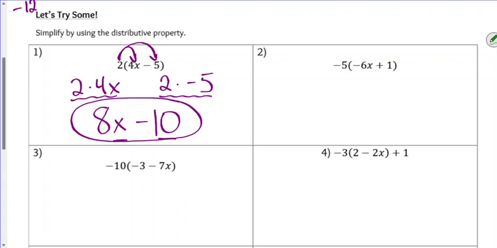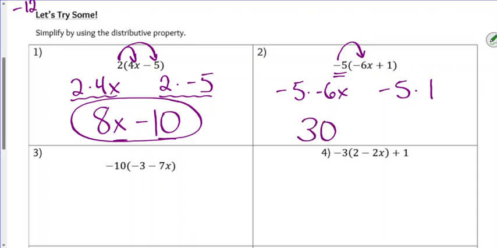On the second one, we see that we have a negative 5 sitting outside the parentheses. So we're distributing a negative number here. So we have to be really careful about the signs. Negative 5 times negative 6x. And then negative 5 times that positive 1. So we're going to do those two multiplication problems. Negative 5 times negative 6 is 30. And again, that's going to keep the x with it. And then negative 5 times positive 1 is a negative 5, so in our answer that's going to show up with a minus sign. That's going to be minus 5 at the end. Again, those are not like terms, so we can't combine them.